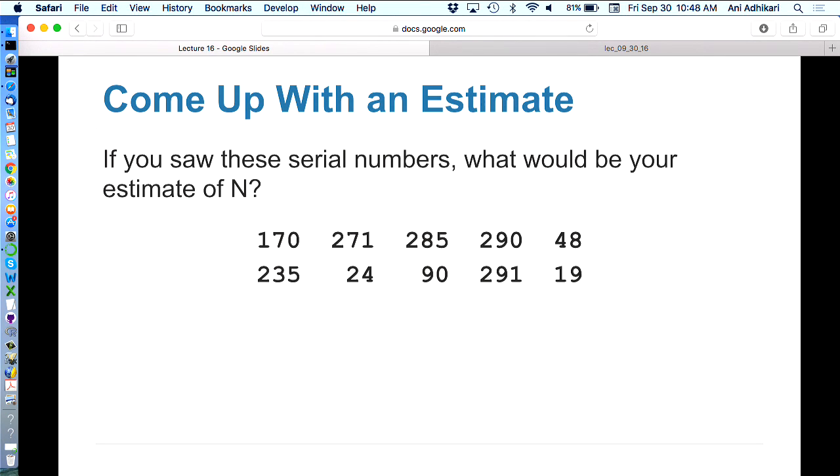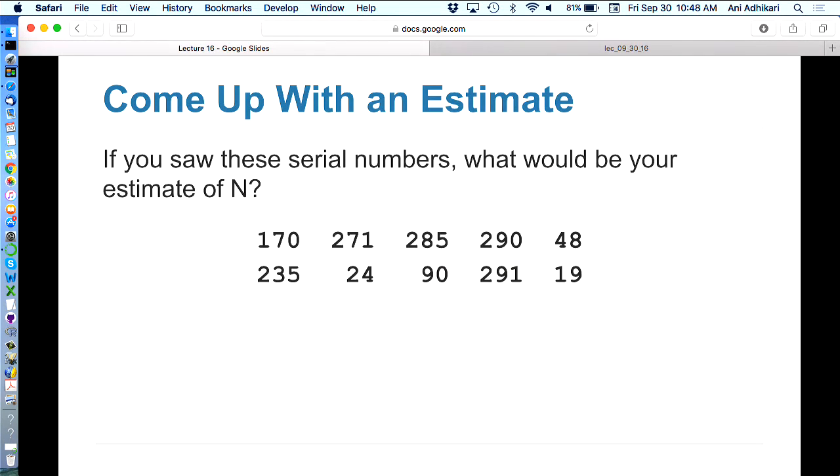How about 170 for capital N? Does that make sense? It does not make sense. Because why? Because we've already got 285. That's bigger. If we're assuming it's 1, 2, 3, 4 and capital N is the biggest one, then 24 doesn't make sense. If you had to pick one of these numbers, which would you pick? 291. The maximum that you see, it seems like a reasonable thing to start with.